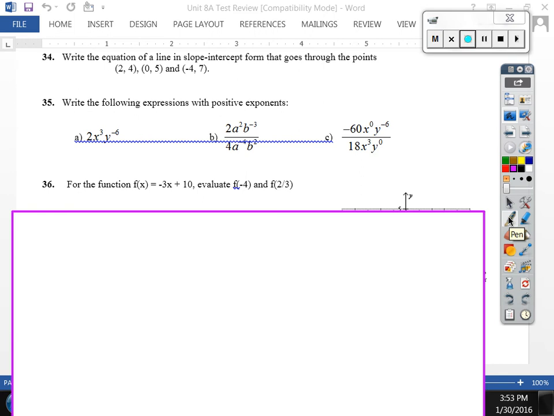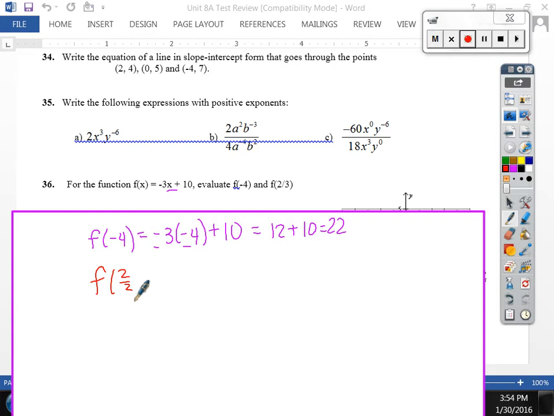Now we're going to practice our function notation. F of negative 4 means I'm going to plug negative 4 in every place I see x. So I get negative 3 times negative 4 plus 10. A negative times a negative is a positive, so that's 12 plus 10, which is 22. Okay, f of 2/3. I have negative 3 times 2/3 plus 10. So negative 3 over 1 times 2/3 gives me negative 6 over 3, which is negative 2, and negative 2 plus 10 is 8.